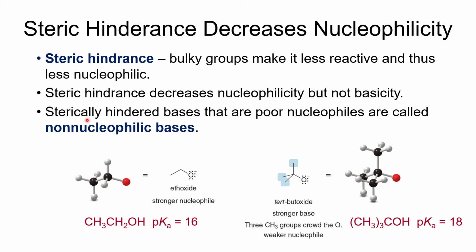We will find that sterically hindered bases that are poor nucleophiles are called non-nucleophilic bases. There'll be times when we want to use non-nucleophilic bases. And in fact, in the next chapter, this is going to be one of our favorite bases to use as a non-nucleophilic strong base.